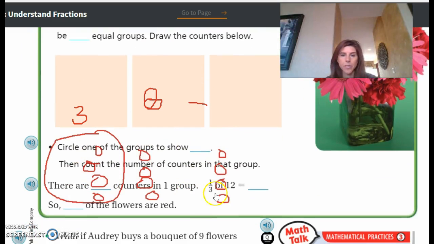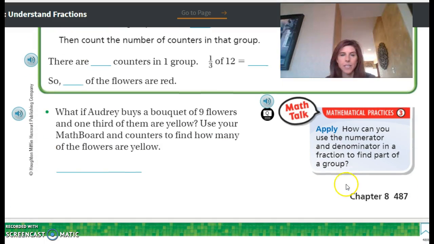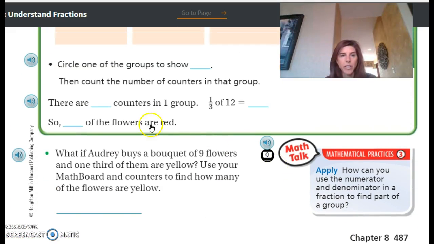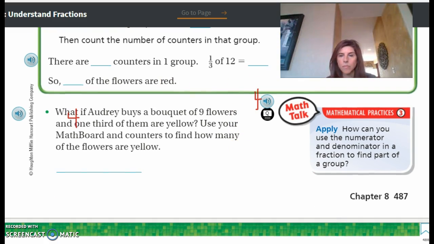Easy as that. We can look at that as saying 1/3 of 12 equals 4. We could put 4 right there. So 4 of the flowers are red. Let's go ahead and do that with a couple other problems.